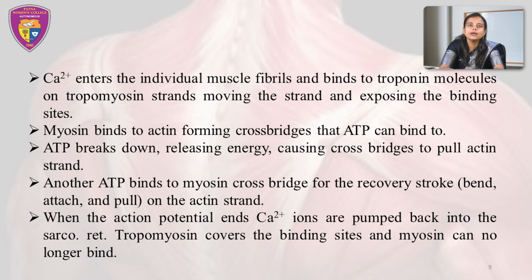ATP breaks down, releasing energy, causing cross bridges to pull actin strands. Another ATP binds to the myosin cross bridge for the recovery stroke. Bend, attach and pull on the actin strand. When the action potential ends, calcium ion pumps back into the sarcoplasmic reticulum. Tropomyosin covers the binding sites and myosin can no longer bind.